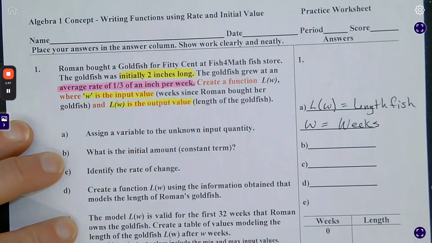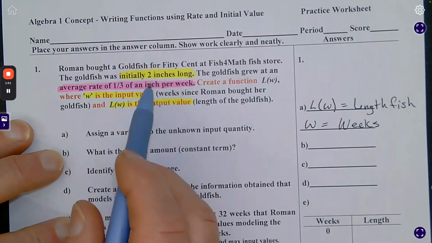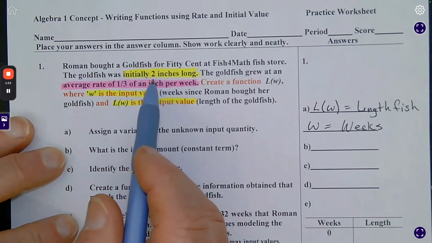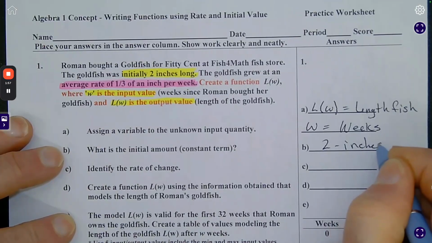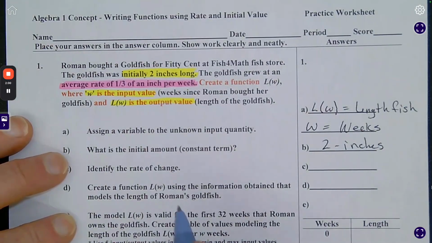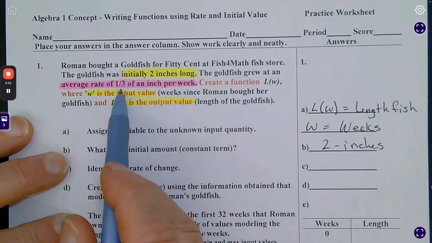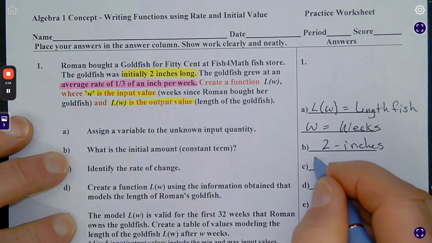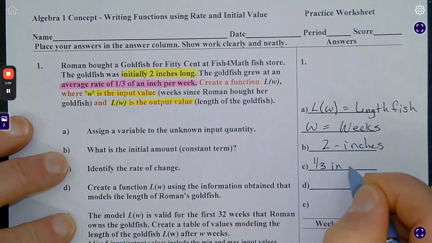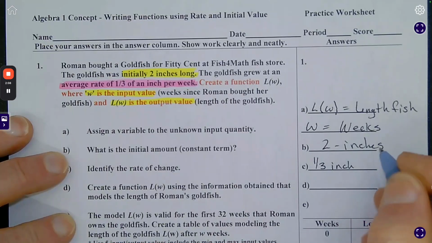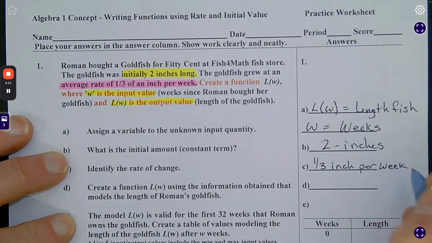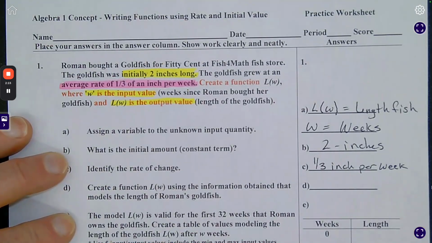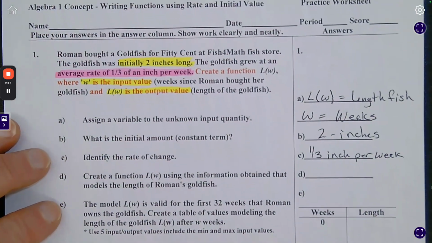All right, let's do it. What is the initial amount? The constant term. Well, that's right there. The initial amount is 2 inches. So I'm going to put 2 inches. Identify the rate of change. Well, that's right there. The rate of change is 1/3 of an inch per week. So 1/3 of an inch per week. And you should write all of this. Unit of measurement. There's a couple different ways to write that. So just make sure you write it the way you want, but make sure it's correct.